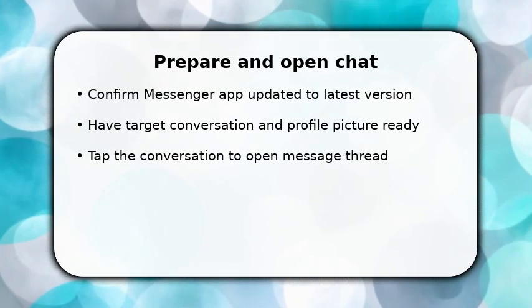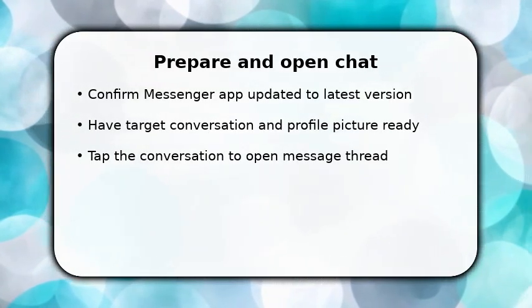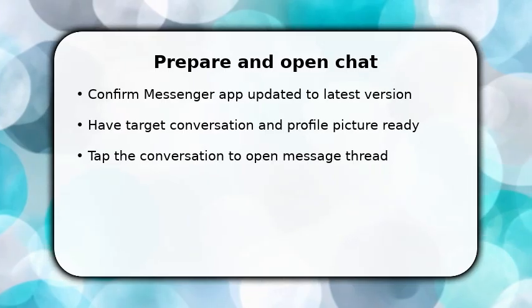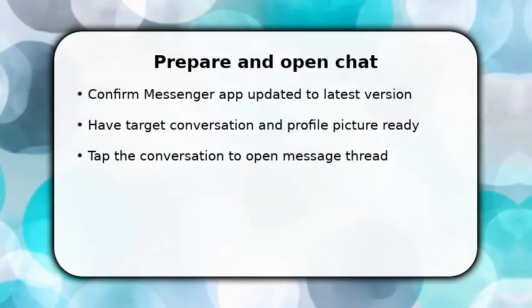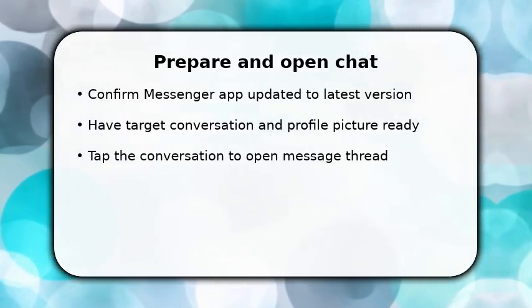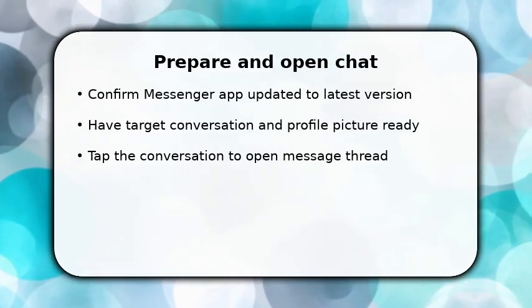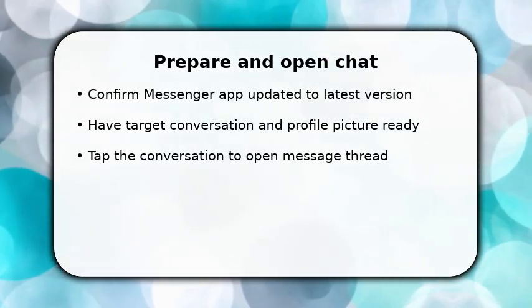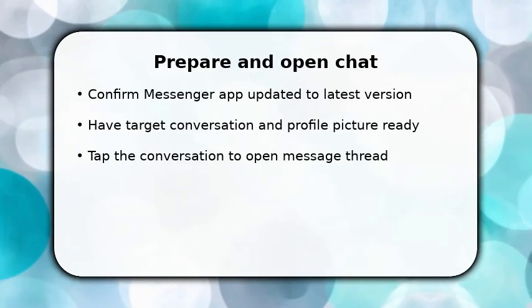You start by opening Messenger and selecting the conversation whose theme you want to change. Once done, make sure you've updated the app and that the person's profile picture is visible. Tap the chat header to reveal settings. This is where themes and customization live.